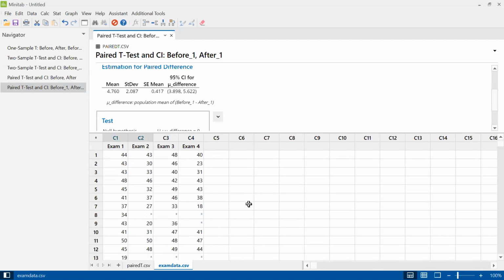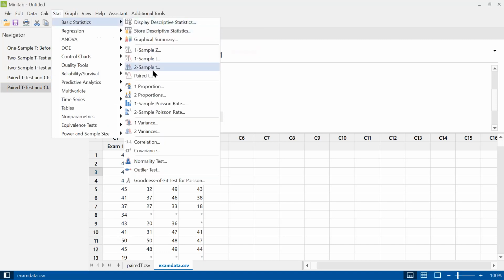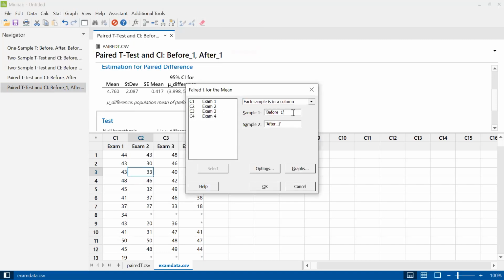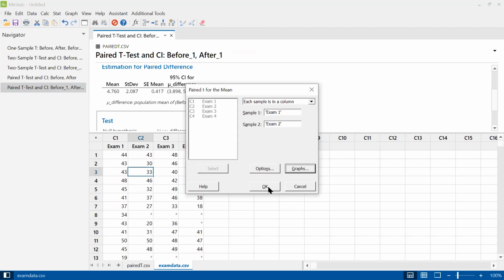Okay. So let's do a paired t-test comparing exam one to exam two. I want to know if exam two was significantly harder, but using now the more appropriate test where we can compare each student's before and after and see how their score changed. So basic statistics, paired t-test. Sample one is exam one, and sample two is exam two. Okay, why don't we do a histogram here? I didn't do that before. It might be an interesting thing to see.